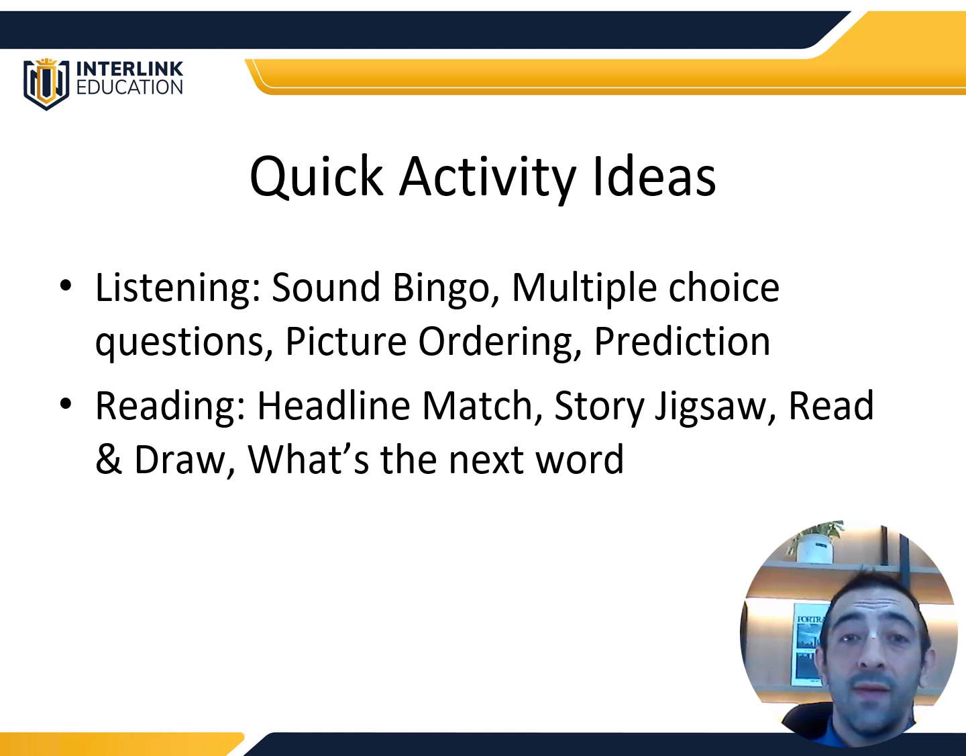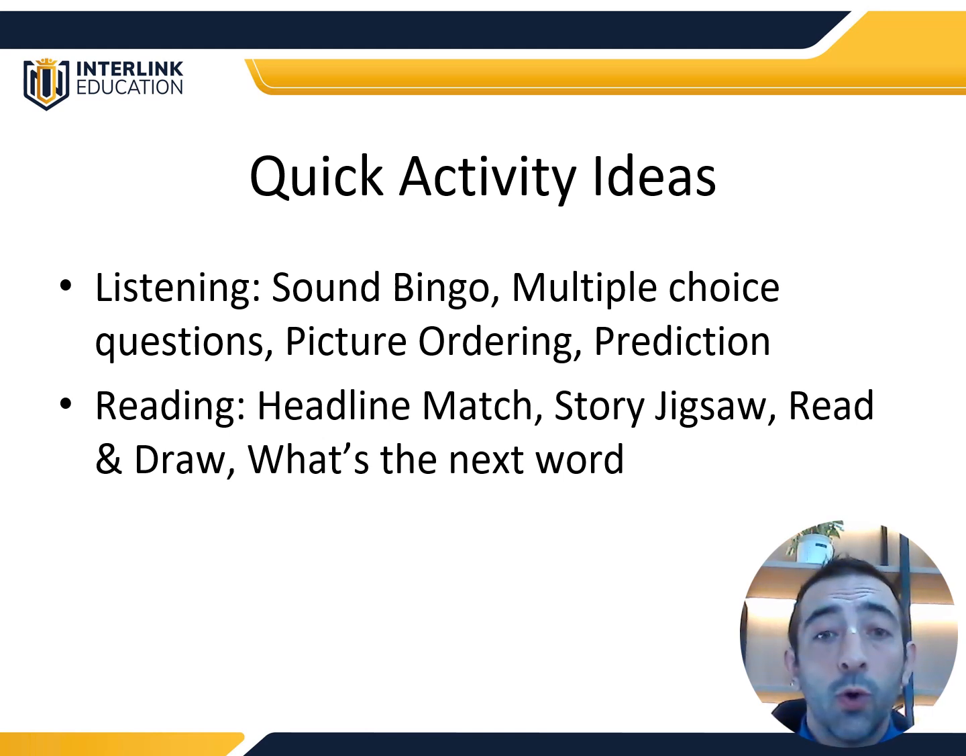Just a few quick activities. So you can do sound bingo for listening. You can do word bingo, so you can get them to make their own bingo grids. You could make bingo grids for them. They could listen and they could tick it off as they hear it. You could have multiple choice questions. You could have picture ordering like we spoke about earlier. You could have them make lots of predictions and then check their predictions.